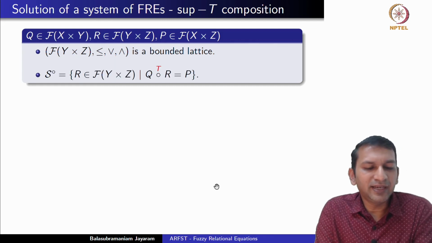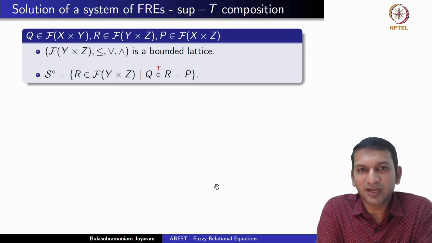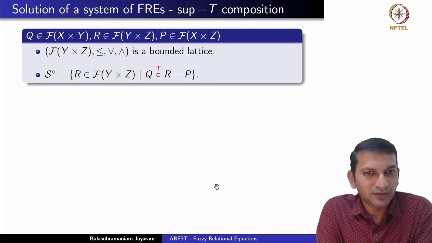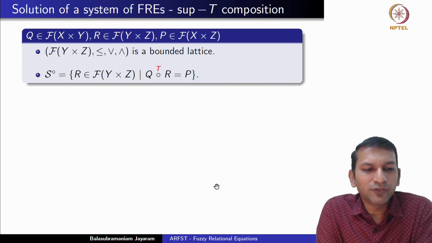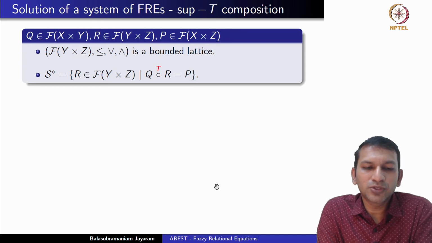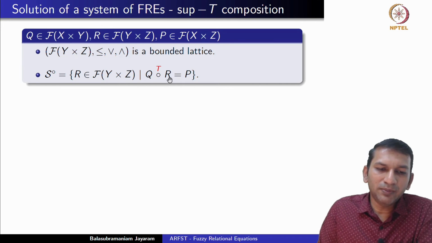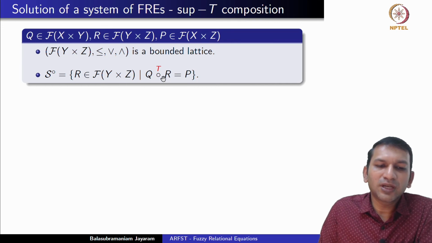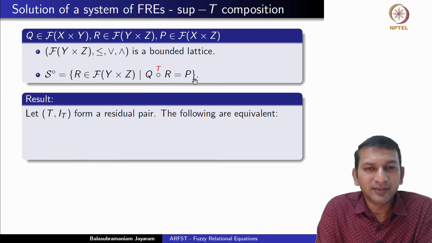Now, let us indicate by this S circle the set of all relations R coming from fuzzy relations over Y cross Z, such that for the fixed Q and P, Q sup composed with R is equal to P. So that means given a Q and P, we are picking all those R's such that Q circle R is equal to P. This is the interesting result that we have.